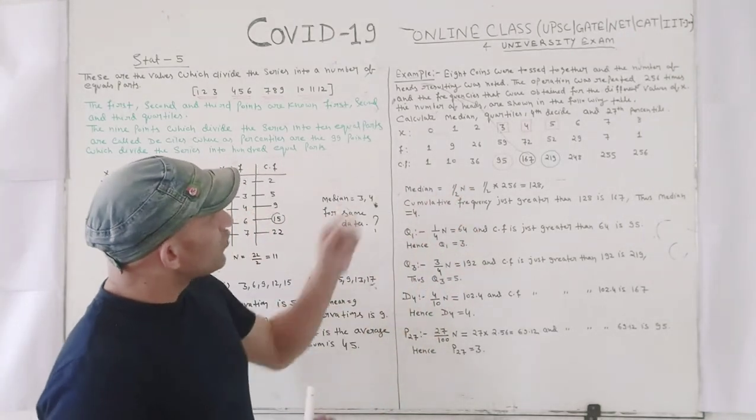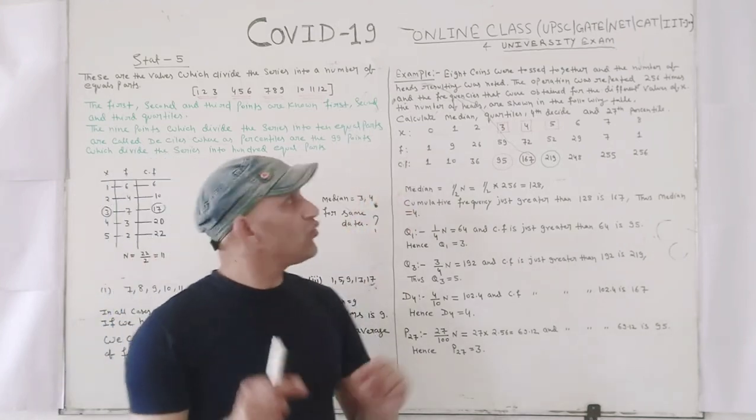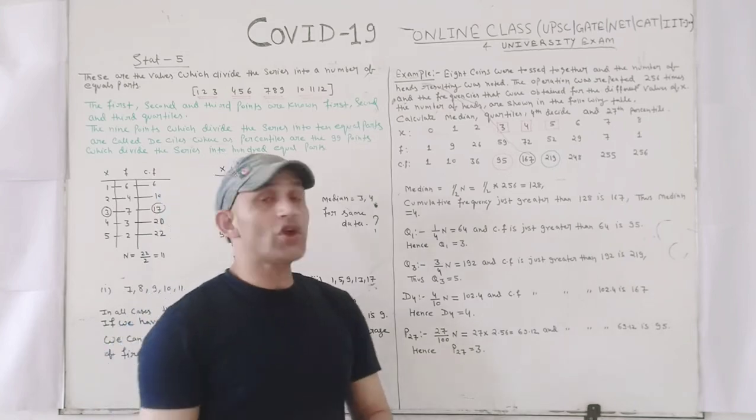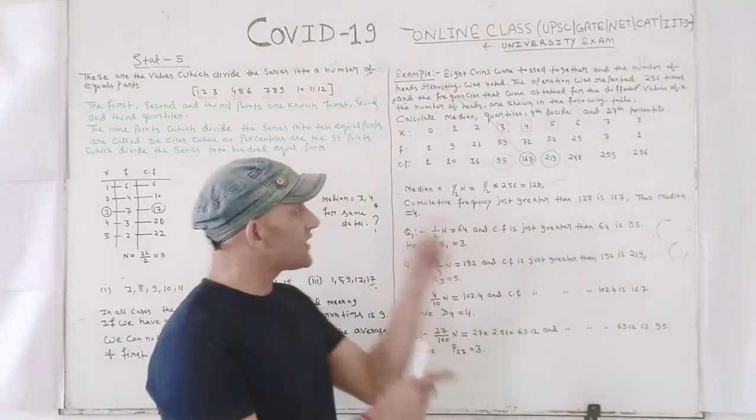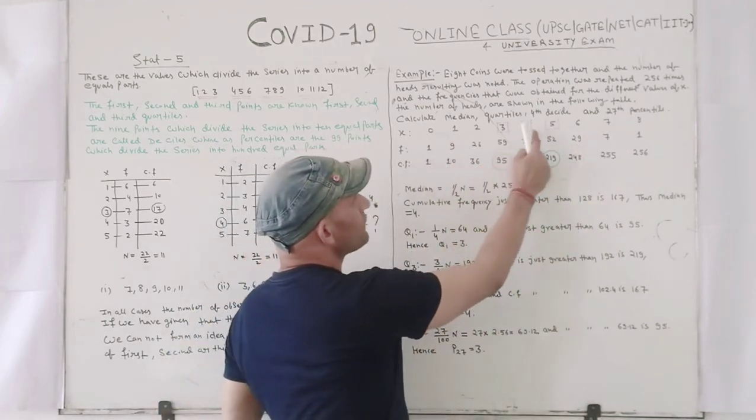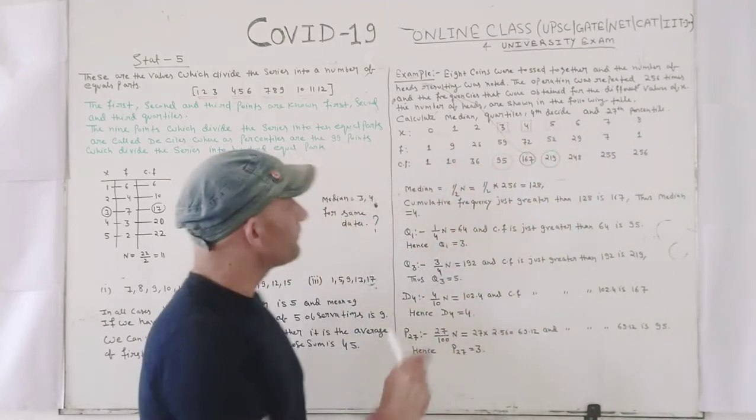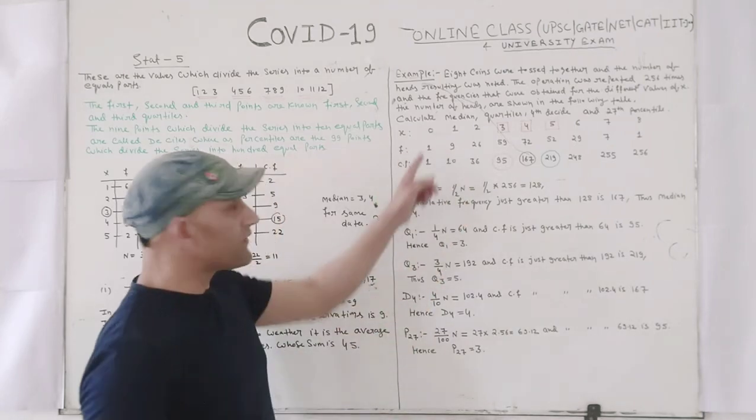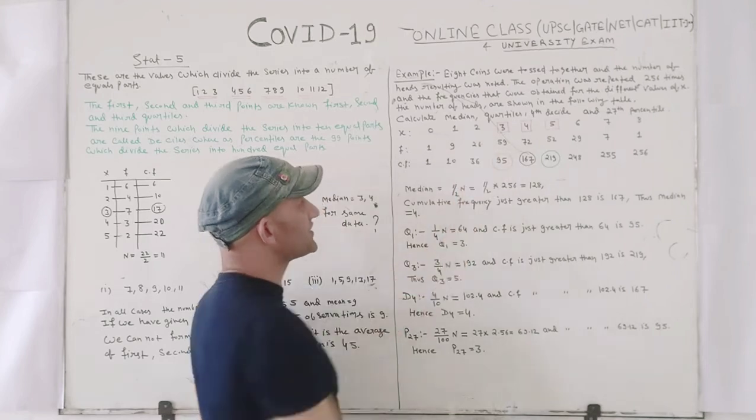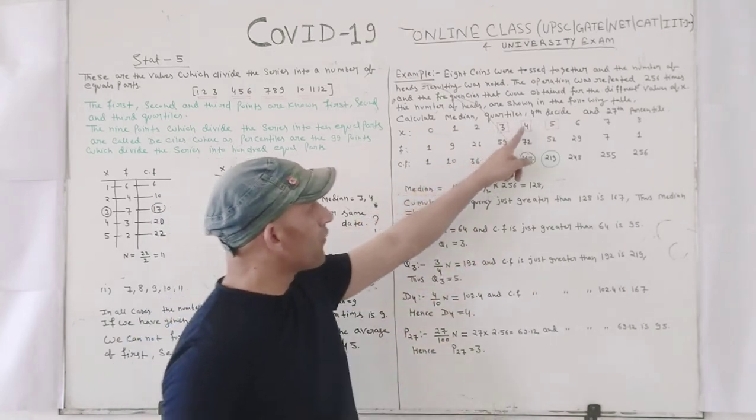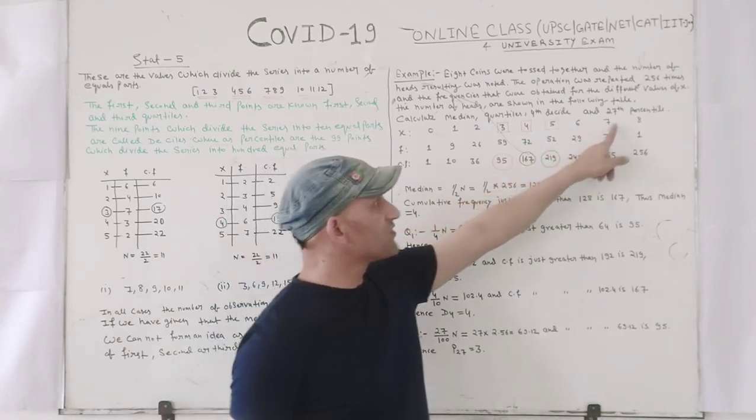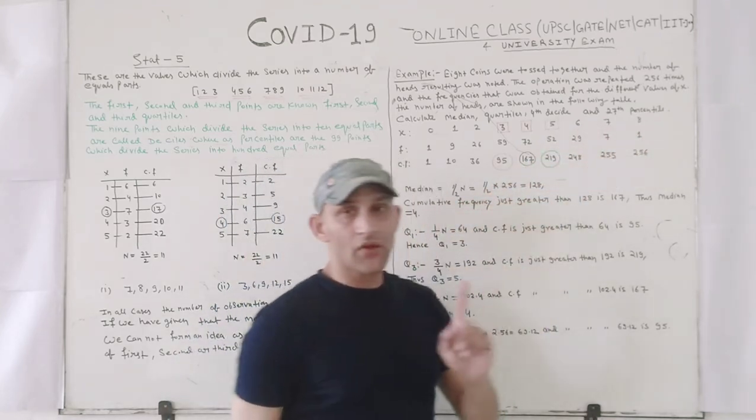Calculate the median, the quartiles, the 4th decile and the 27th percentile. Now this is the data: 0, 1, 2, 3, 4, 5, 6, 7, 8. The frequency for 0 is 1, for 1 is 9, for 2 is 26, for 3 is 59, for 4 is 72, for 5 is 52, for 6 is 29, for 7 is 7 and for 8 is 1.